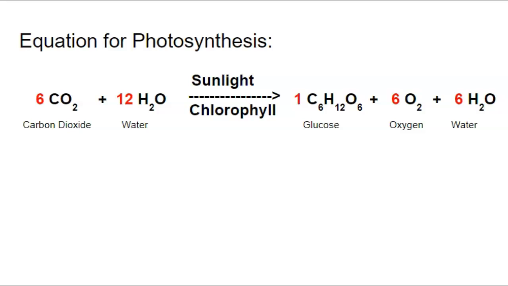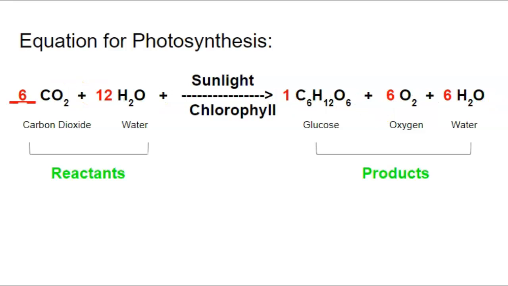So when we talk about the equation here, you need to know both the words, carbon dioxide, and the formula, CO2. You also need to know the numbers in front, okay? So we'll practice, but all the numbers, they're either 1s, 6s, or 12s, okay? And just a reminder, the reactants are on the left side, the products are on the right side.